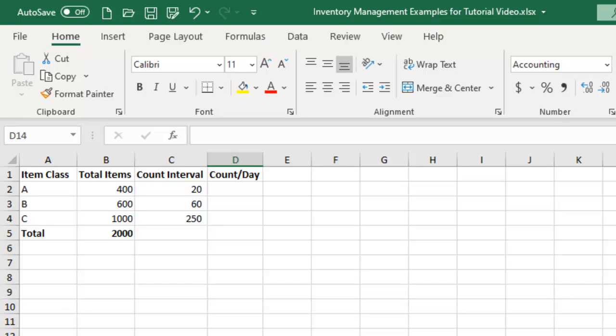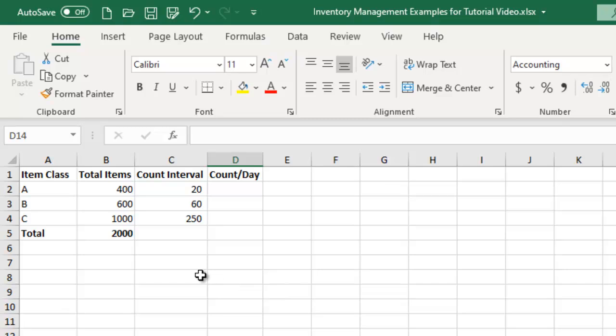Let's use the example out of the textbook where we are told we have 400 A items, 600 B items, and 1,000 C items. And let's suppose we want to count the inventory to make sure it is accurately reflected in our system. Well, that's a lot of items to count, and so we don't need to count all the items every day. We don't need to count them every month. But we can determine by classification how often we want to count each of those items. So in this example, we are told that we want to count the A items once every 20 days, the B items once every 60 days, and the C items once every 250 days.